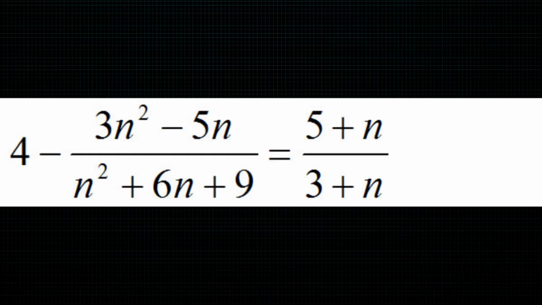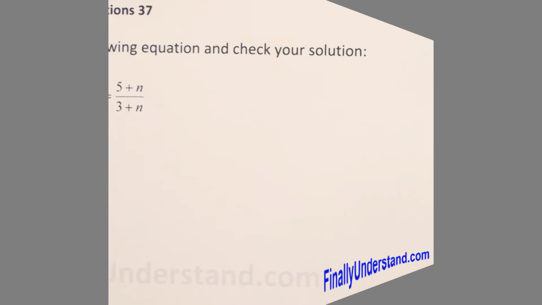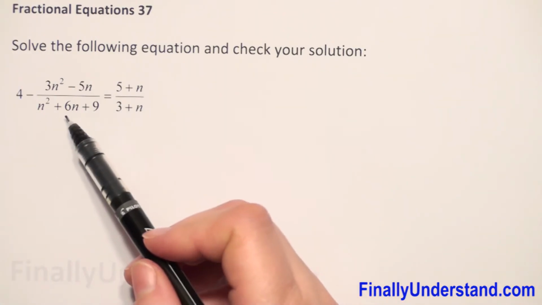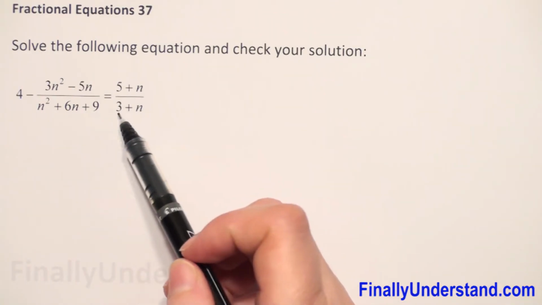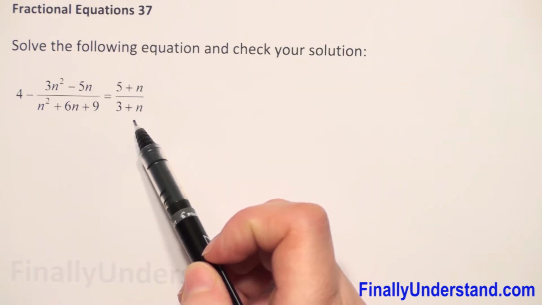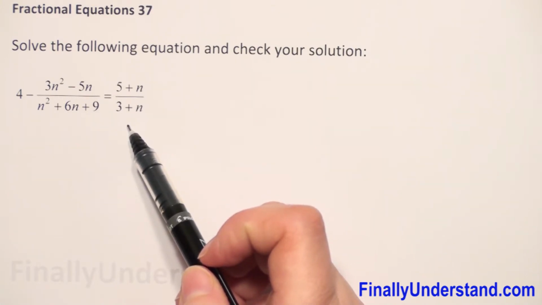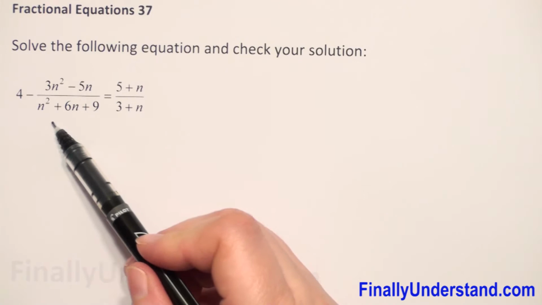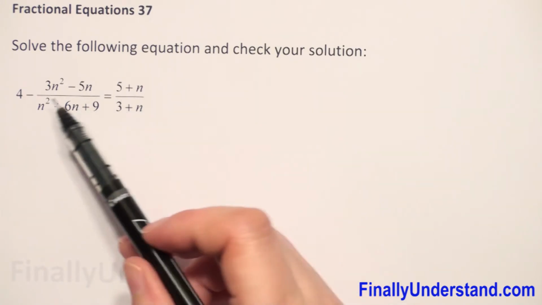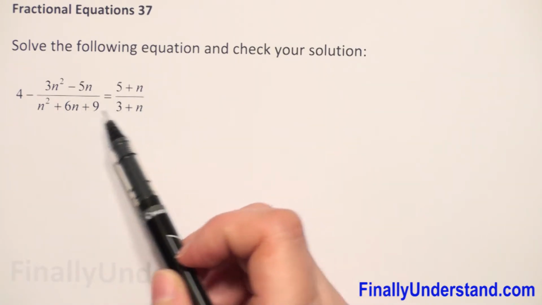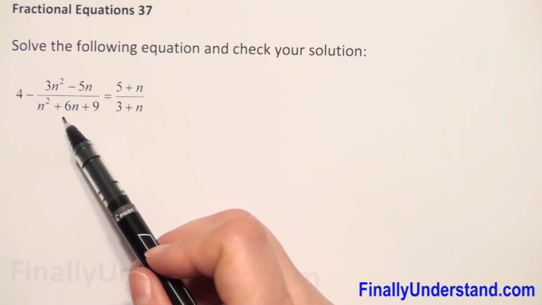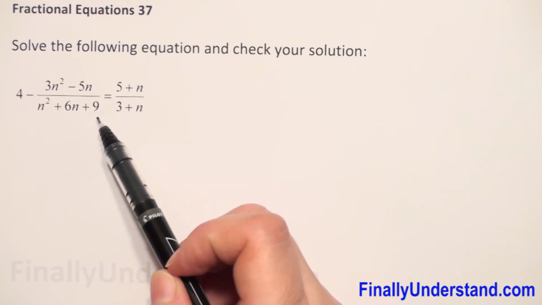We have a given fractional equation. First, let's check our denominators. We have n squared plus 6n plus 9, and we have 3 plus n. So first, I will move this fraction to the right side. So we have negative, so it will be positive. And what else? We have n squared plus 6n plus 9.